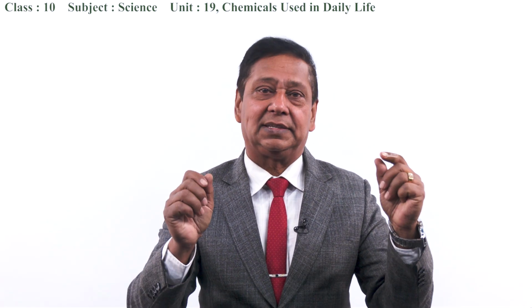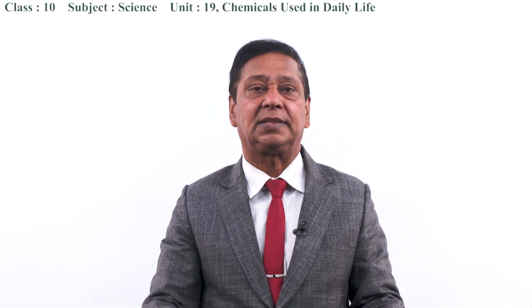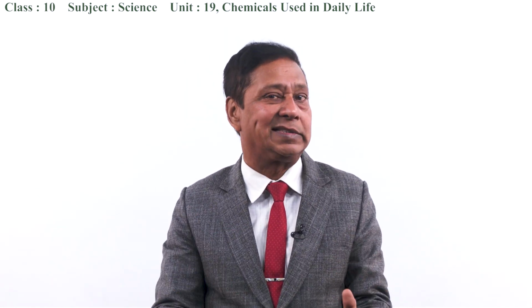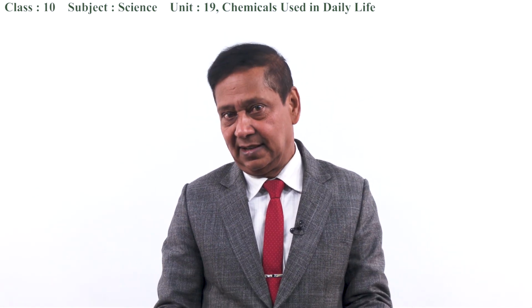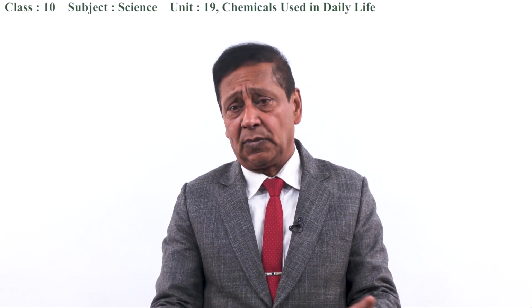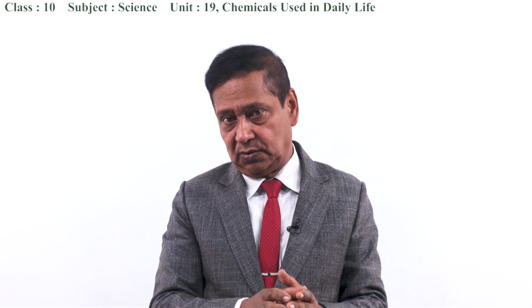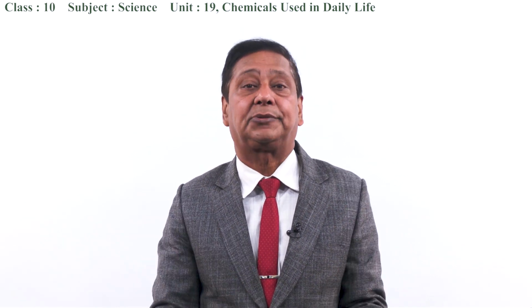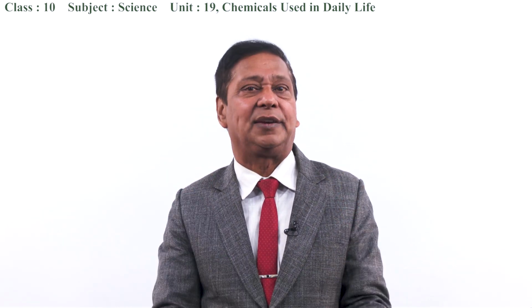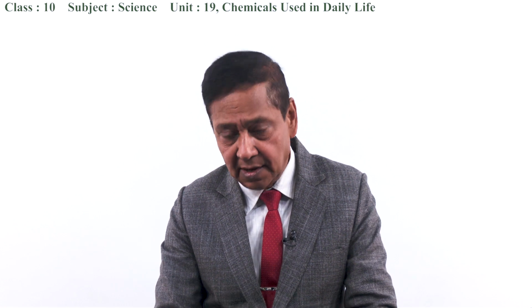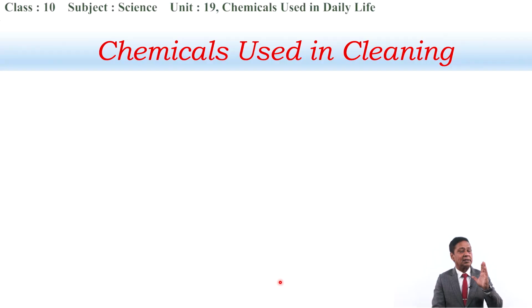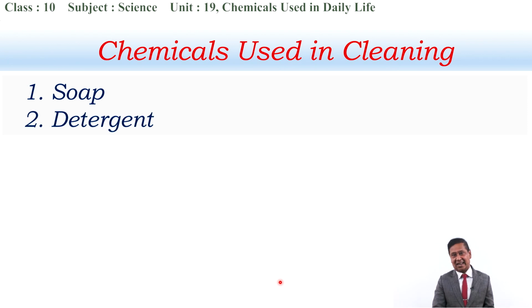Okay, I think this is all about the natural substances which are used as cleaning agents according to our syllabus. Now, let's have some chemical substances which are produced in industry and used for cleaning purposes at home. Look at this, chemicals used in cleaning. What are they? Number one, soap, everybody knows, and number two, detergent.